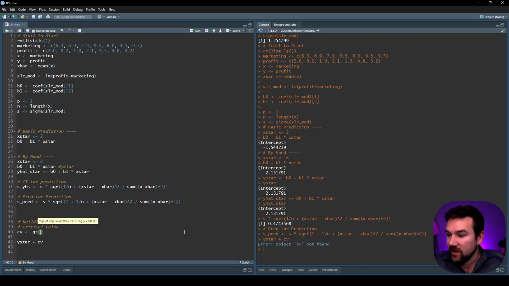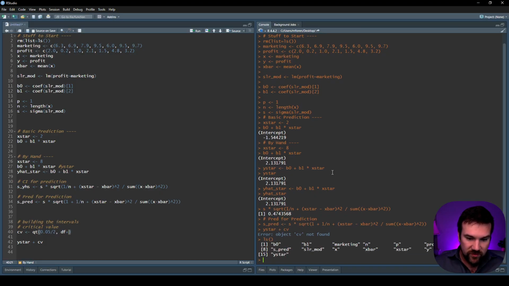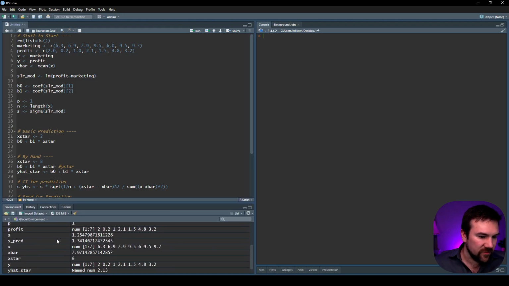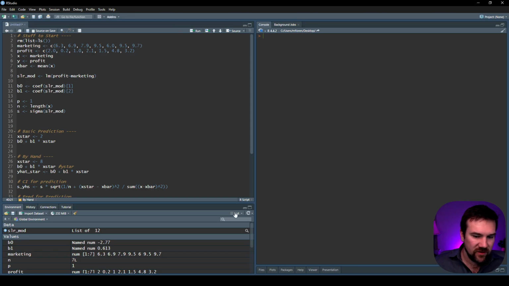I'm going to have my alpha level, I'll just use 0.05 over 2. My degrees of freedom is my degrees of freedom error, but I actually don't have that variable made. I can do ls open parentheses and close parentheses to see what all my variables are. These are in alphabetical order, and I don't have a df e here. I don't have any degrees of freedom variables made. You can also look in the environment and it gives you the list of all the variables you have. So I don't have any of that made.